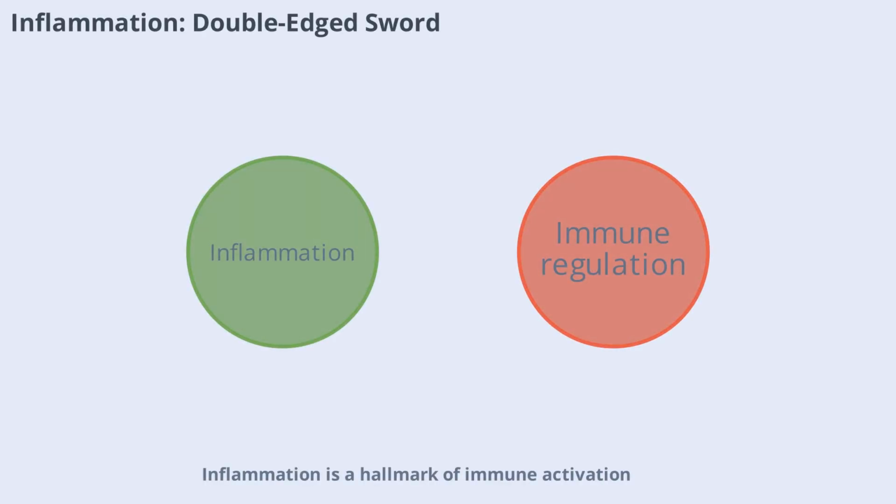Inflammation is a hallmark of immune activation. While it helps contain and eliminate infections, excessive inflammation can damage tissues. Effector immune cells carefully regulate inflammation to balance defense and tissue protection, highlighting the importance of immune control.